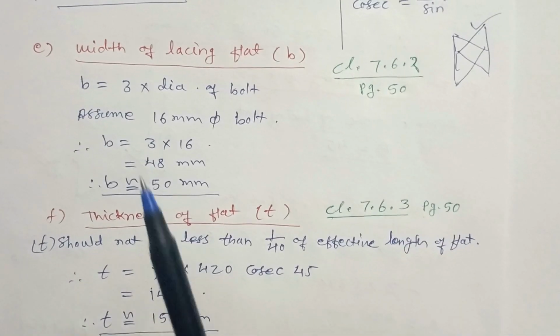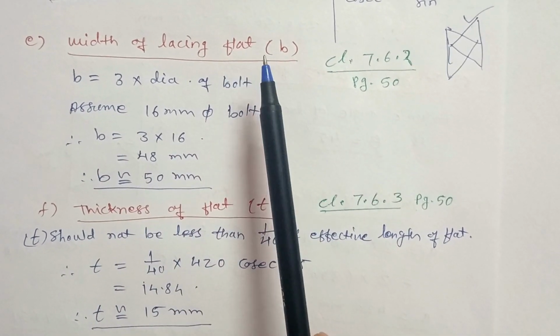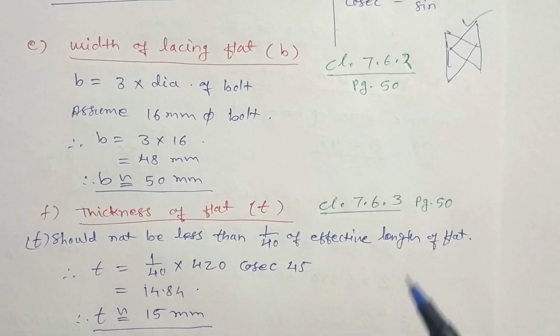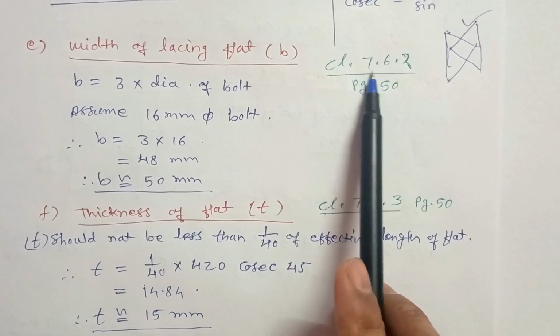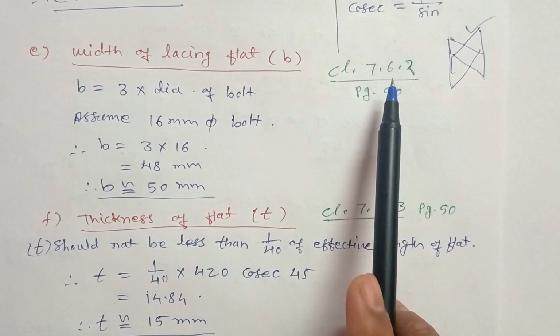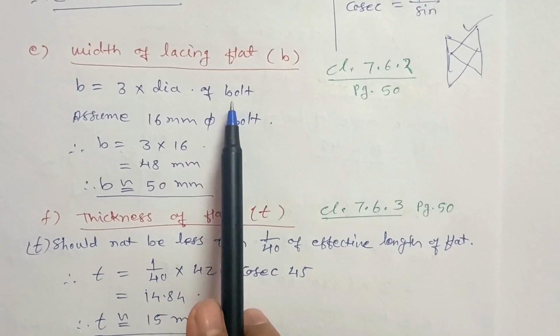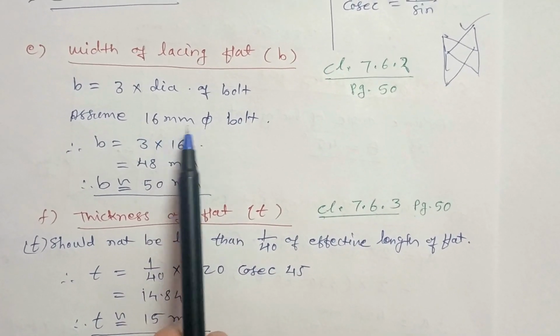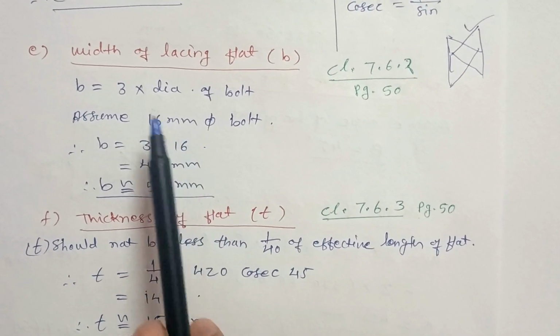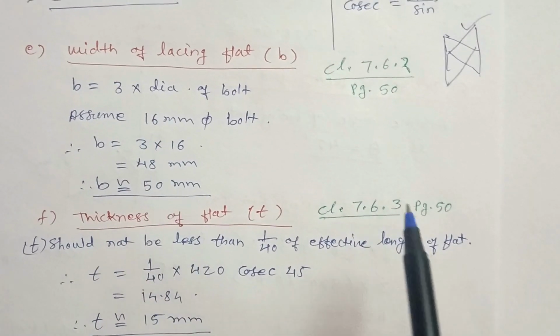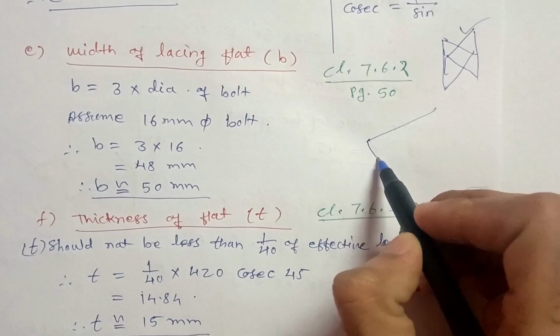After that, we have to calculate the width of lacing flat, B. It is also given in clause number 7.6.2. The width of lacing flat is 3 times the diameter of bolt. For this we can assume here 16 mm diameter of bolt to determine the width of flat. It is just like this, this is the flat.